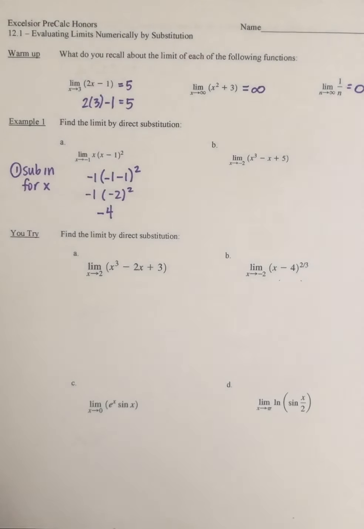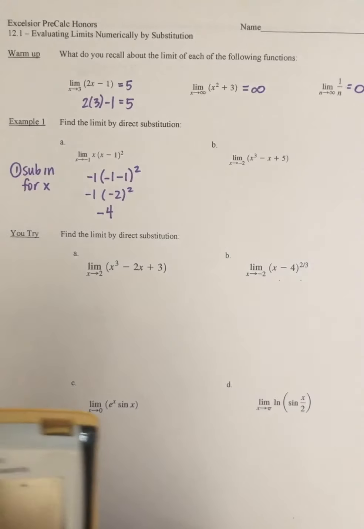Now, I mean, you could go to your calculator. You could go to y equals. You could type in x times x minus 1 squared and check the table. And when x is, oh, I'm all the way up there.